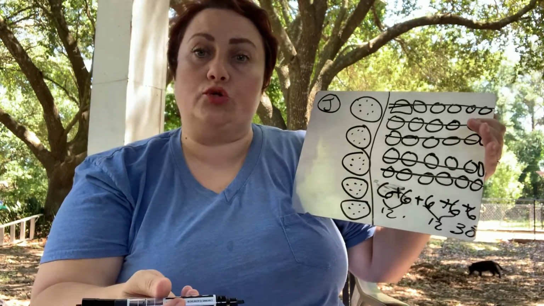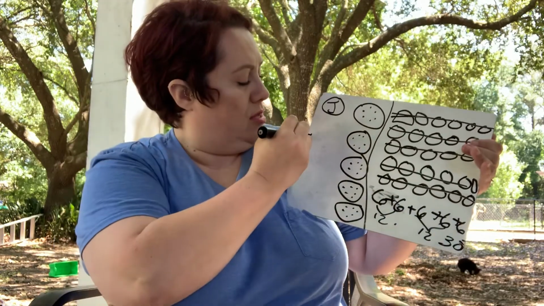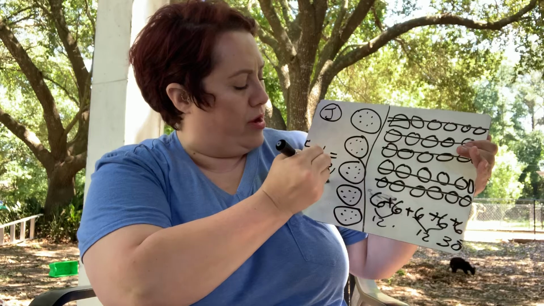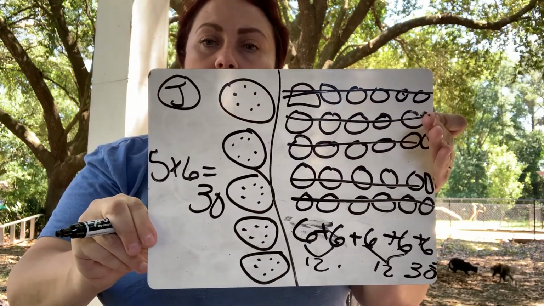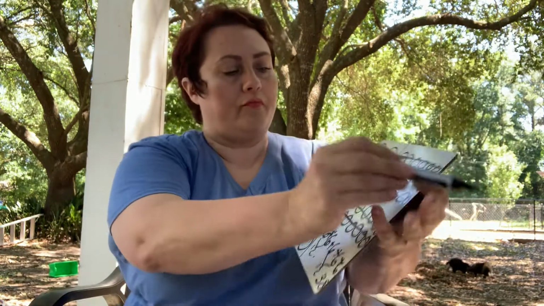So what would your multiplication be? How many rows of 6 did you have? How many boxes of 6 did you have? 5. So 5 times 6 equals 30. So we added 6 5 times. So 5 times 6 equals 30.